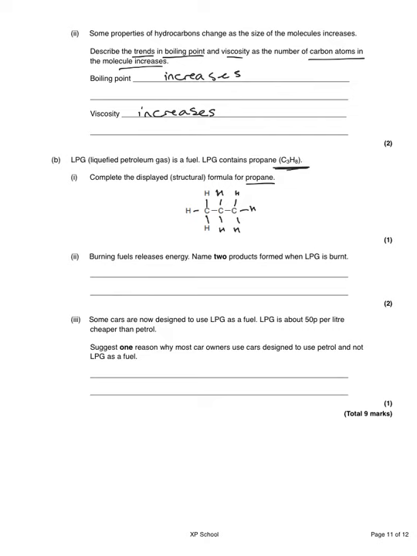Next question, burning is combustion, 2 products. I'm going to assume it's complete, so my 2 products are carbon dioxide and water. So why don't we use this all the time? Well, because they're less available. So most cars are petrol cars, so therefore there's not many LPG cars, and that's because they're more expensive.